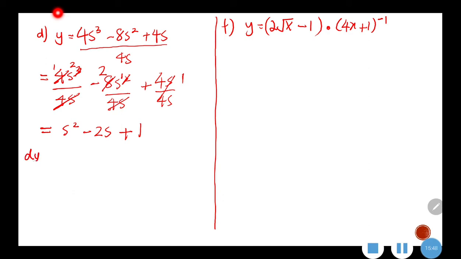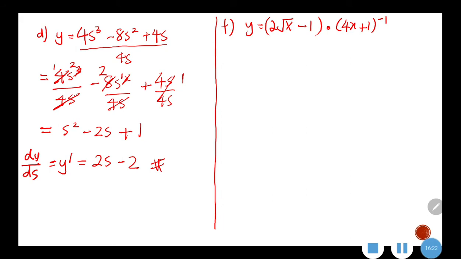So dy over d, no more dx okay, not dx, be careful because the variable is s, not x. Don't find the derivative but write dy over dx here, that is wrong. The variable is s but you write x here. So this one is dy over ds, or to be safe you just write y prime. Then this one is equals to 2s minus 2. That's it. That is your answer.